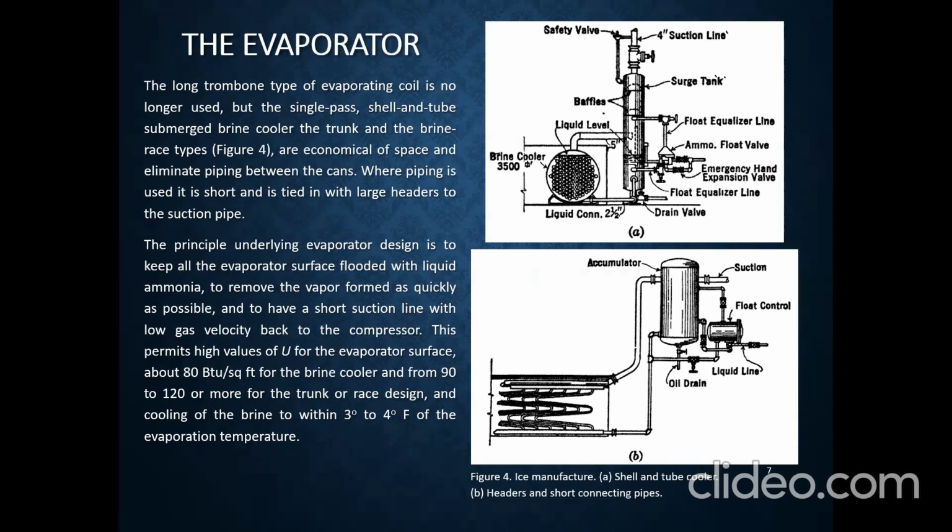So the principle underlying evaporator design is to keep all the evaporator surface flooded with liquid ammonia to remove the vapor form as quickly as possible and to have a short suction line with low gas velocity back to the condenser. This permits high values of U for the evaporator surface, about 80 BTU per square foot for the brine cooler and 90 to 120 or more for the trunk or raised design. And cooling of the brine to within 3 to 4 degrees Fahrenheit of the evaporation temperature.